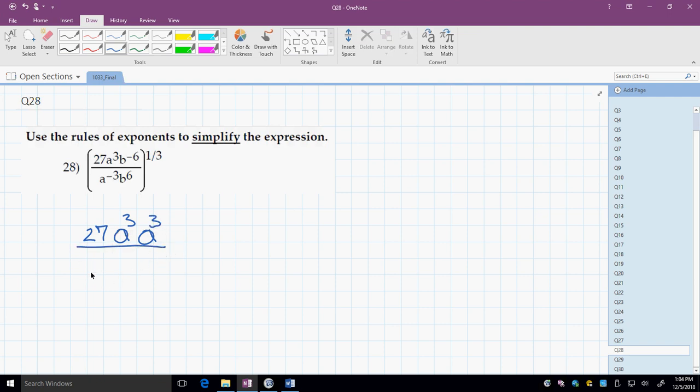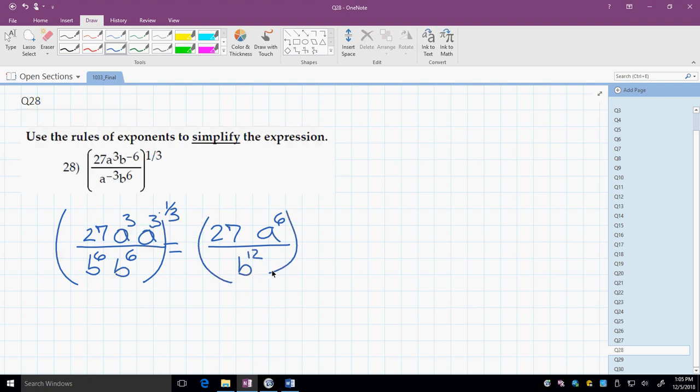I have a b in the denominator with a 6 as an exponent, and I have b to the negative 6 on the top. So I'm going to move it to the bottom just to change the sign to positive. Now when we multiply variables, we add the exponents. So that's what I'm going to do right now. I'm going to combine them. So I'm going to have a raised to the 6th power, and in the bottom I'm going to have b to the 12th power. All this is raised to 1 over 3.